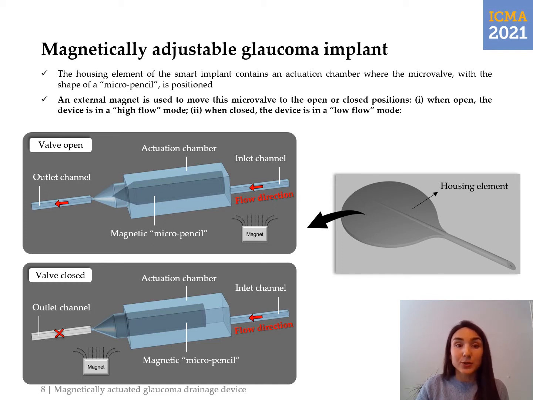As you can see here, to switch between states of valve open and valve closed, we just need to move a magnet below the device, below this housing element, and this microvalve will then move to the open or closed position. When the microvalve is moved to the open position, the device is in a high flow mode. However, if we want to overcome a situation, for example, of hypotony, where we want to restrict the flow through the implant, then we move the microvalve to the closed position, and the outlet channel will then be closed. This is the actuation mechanism of our device.